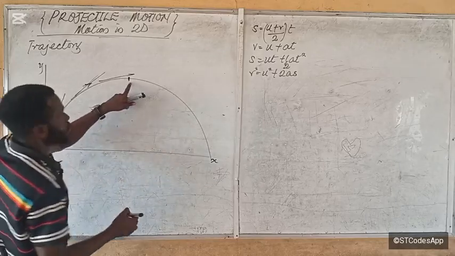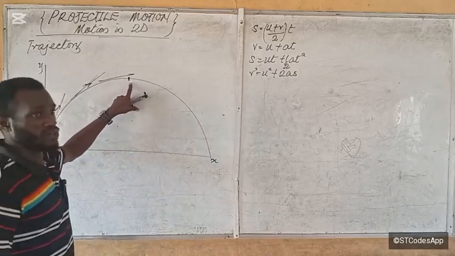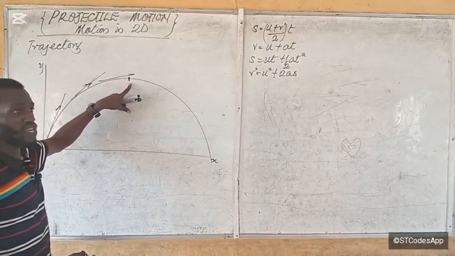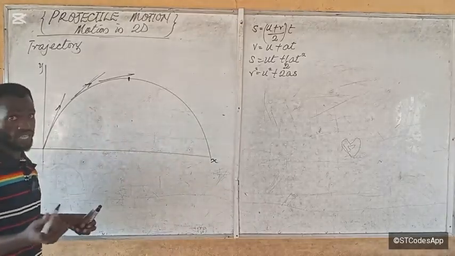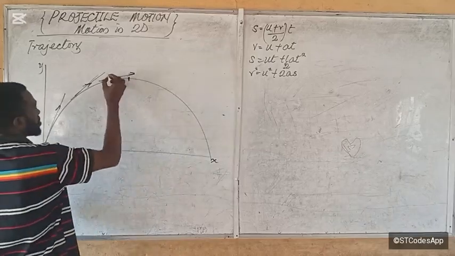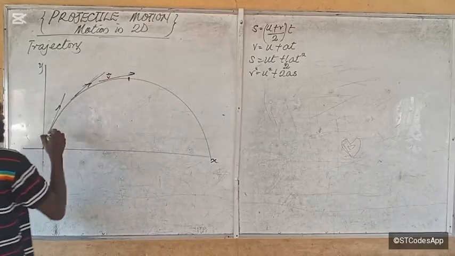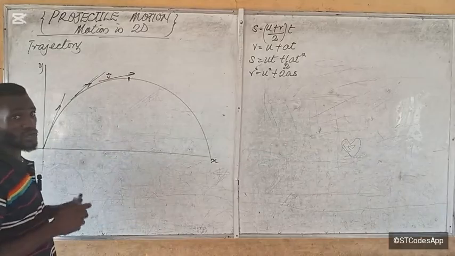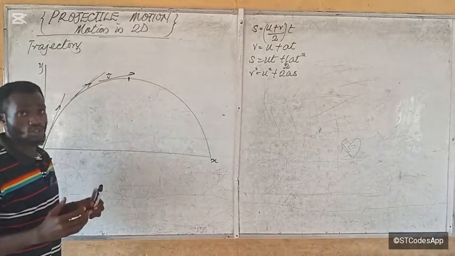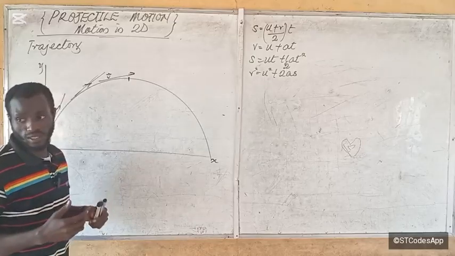Even at this point, which is the peak of the motion, that is where v is going to be 0. I'm going to talk about that soon. So these are our velocity vectors. Now, the initial velocity which the body was launched with, or which it started with.